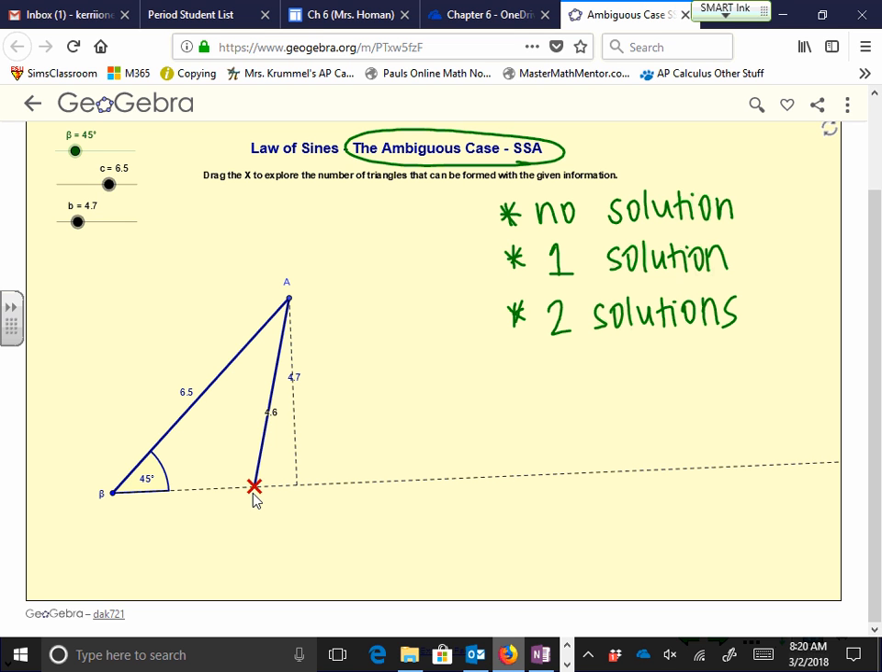Okay, so we need to understand that three different things can happen, right? No solution, one solution, two solutions. Let's talk about this two solutions scenario. Pod 6, what do you think the relationship is with these two triangles? Is there something special that we can pick out?